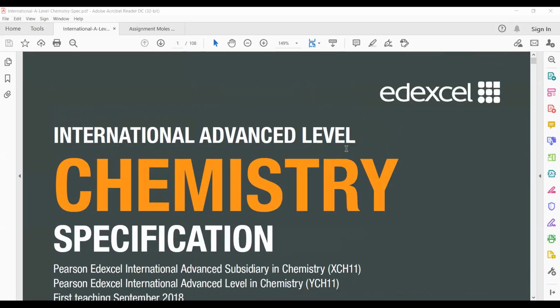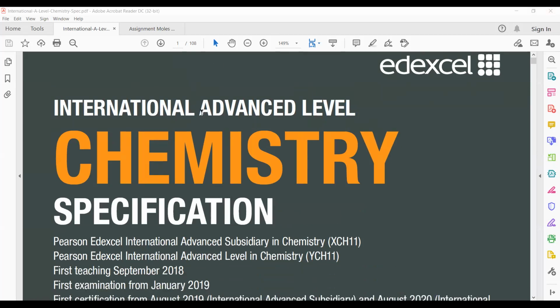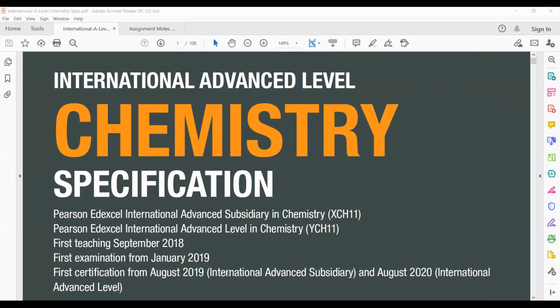So first is the introduction to the syllabus. The introduction to the syllabus for International Advanced Level Chemistry. If you are doing AS, then what is the subject code for you? It is XCH11. If you are doing AS, it means you're giving only 3 units, which is unit 1, 2, and 3. And if you are doing complete A levels, like all the 6 units, then the code is YCH11.